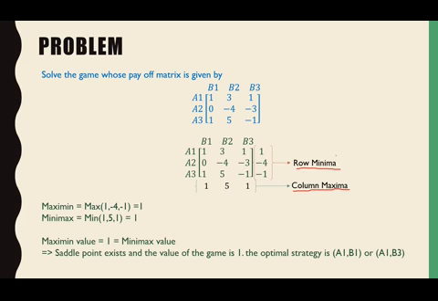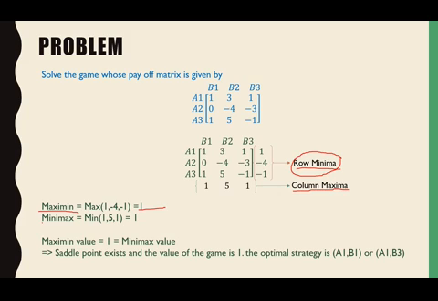So out of all the minima, I am supposed to find the maximum value. That is called the maximin value. Out of the minima, find the maximum. That is maximin. So maximin value is max of 1, minus 4 and minus 1. So the maximum of these three is 1.